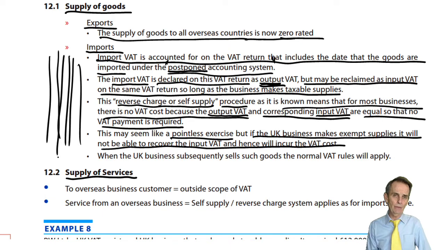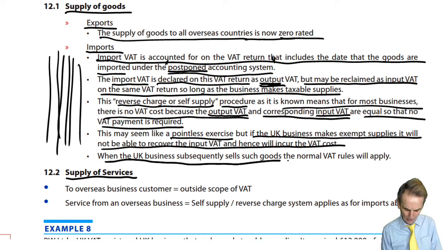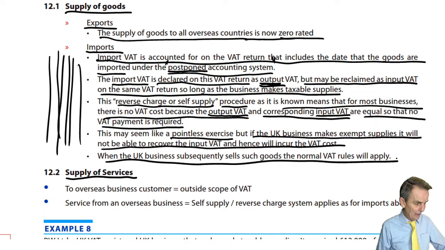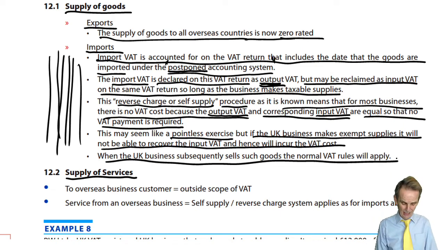Whether we bought in from another UK supplier or whether we bought in from overseas. So those are the rules to learn. And as we've just said, clearly when we go on to make a sale in relation to any goods that we bought in, when the UK business subsequently sells such goods, then the normal VAT rules will apply. Is it a taxable supply? Is it an exempt supply? Do we or don't we charge output VAT in relation to that?